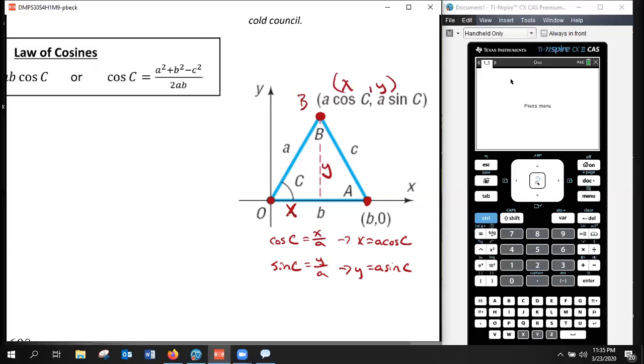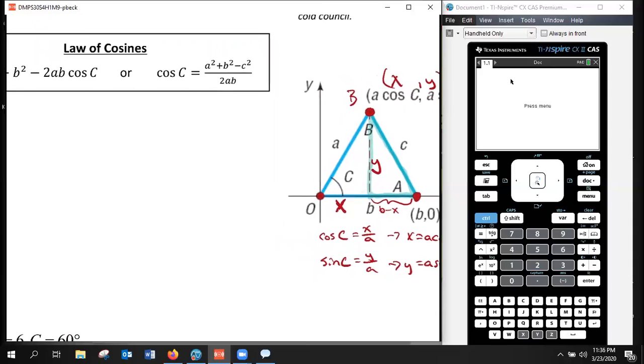Right now, I'm going to try to keep it in terms of x and y just to make my calculations a little bit easier. So going back to this distance we're calling x, if I have the entire base of this triangle, which is b, this portion right here I can call b minus x. And then I'm going to be focusing on this right triangle right here to help me establish what the law of cosines says. So with that right triangle, we have the Pythagorean theorem that we can write out.